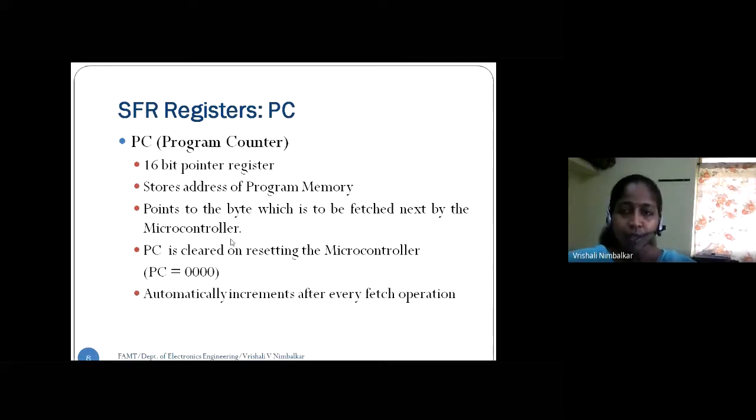Now what is the function of the microcontroller? It fetches the instruction, it decodes it, and it executes it. So what does the program counter do? The program counter will have the address of that memory location which is to be fetched next by the microcontroller. And next, whenever we reset the microcontroller, the program counter gets loaded with 0000 hex. That is, we say whenever the microcontroller is reset, the program counter gets cleared.